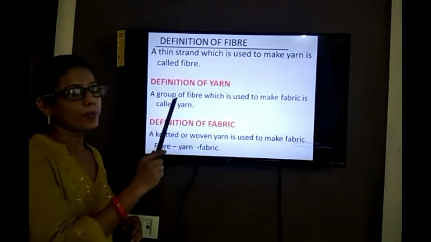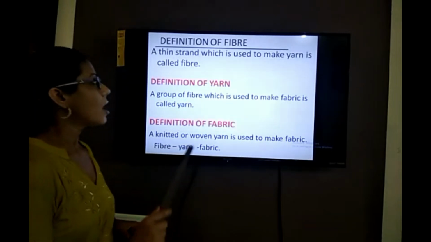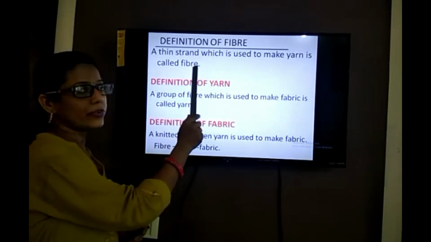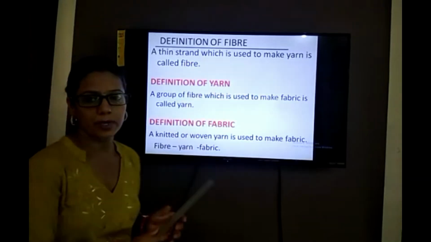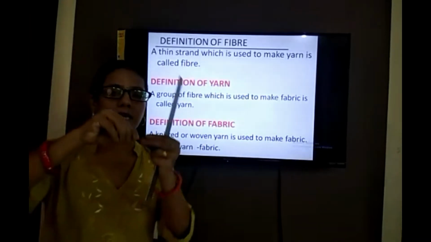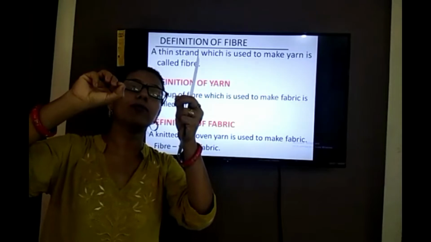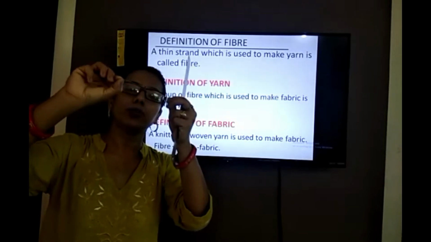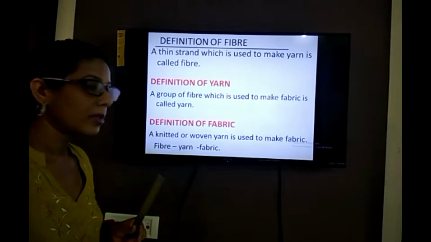The first topic we are discussing is the definition of fiber. A fiber means a thin strand which is used to make yarn. You can see this is a very thin strand. This thin strand is known as fiber, and it is used to make yarn.